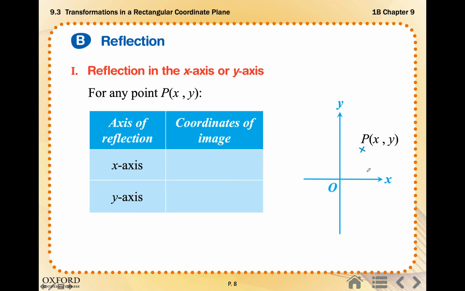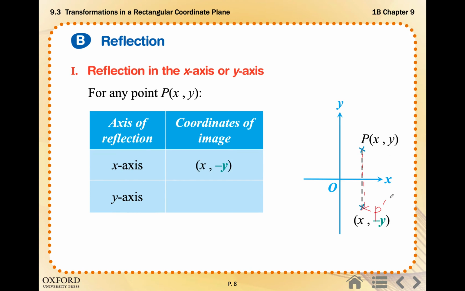Now let's look at the figure here. If the point is reflected in the x-axis, so here should be the image of P. And then you can see that the point P and the image of P form a vertical line. Then for the vertical line, their x-coordinate should be the same. That's why only the y-coordinate is changed. But how is the change? It will go from positive to negative.